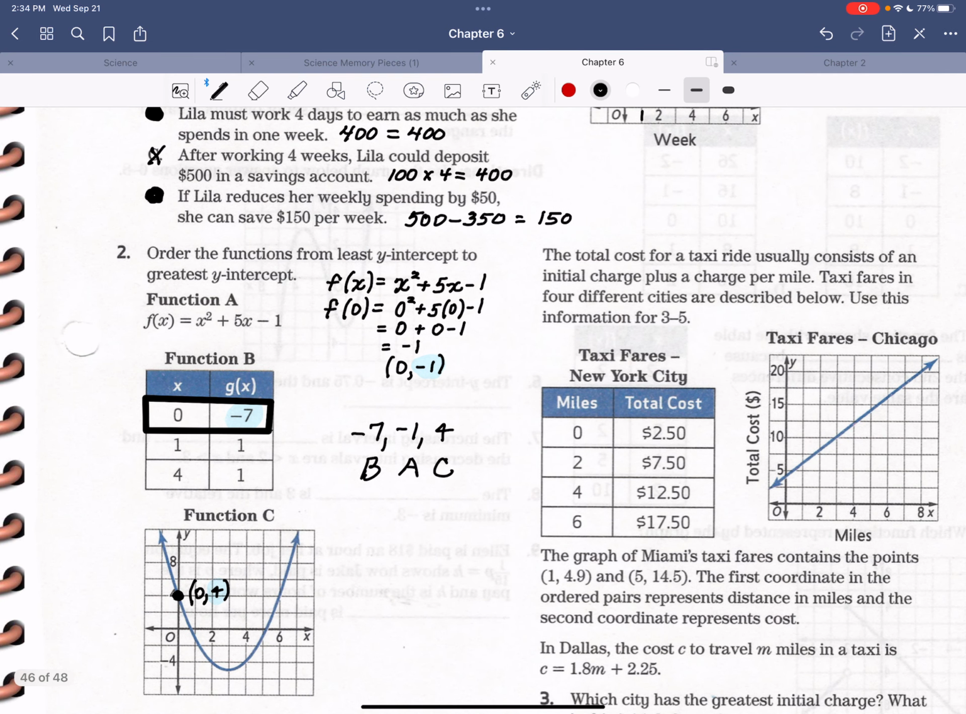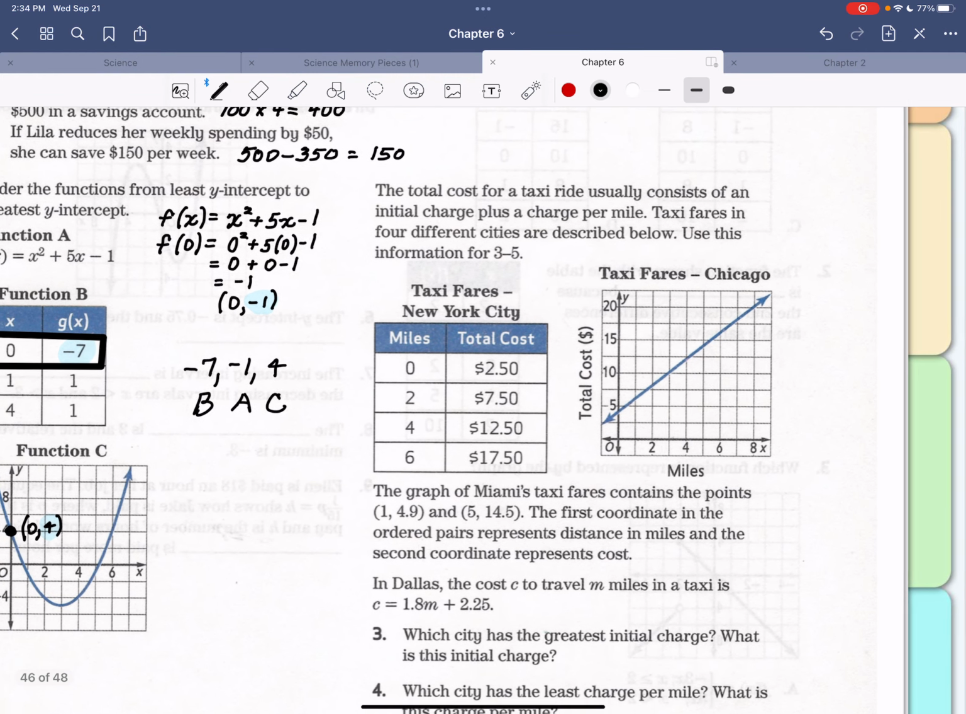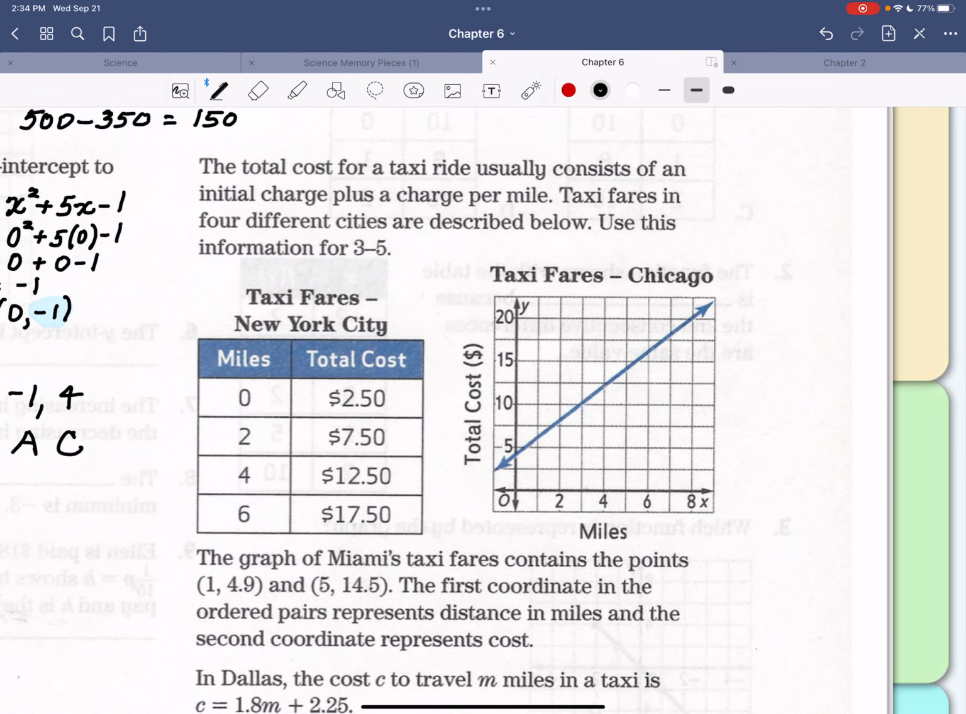Alrighty. Number 3 must go with this question, or this story. Oh my, you think they're trying to kill us on this? All right, the total cost for a taxi ride usually consists of an initial charge plus a charge per mile. Taxi fares in 4 different cities are described below. Use this information for 3 through 5.